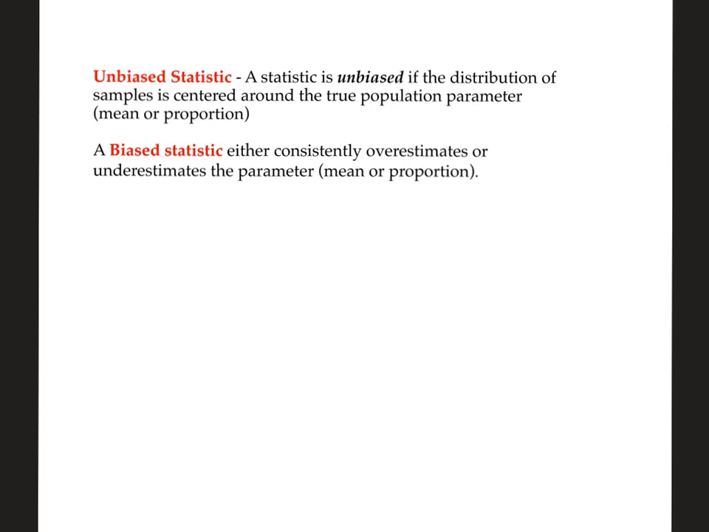Okay, the last concept is talking about bias versus unbiased. And in stats, I think we've mentioned this before, the word bias means something a little different than in your everyday language. So a statistic is unbiased if the distribution of samples is centered around the true population parameter. And again, parameter is dealing with population, so we're talking about a population mean or proportion.